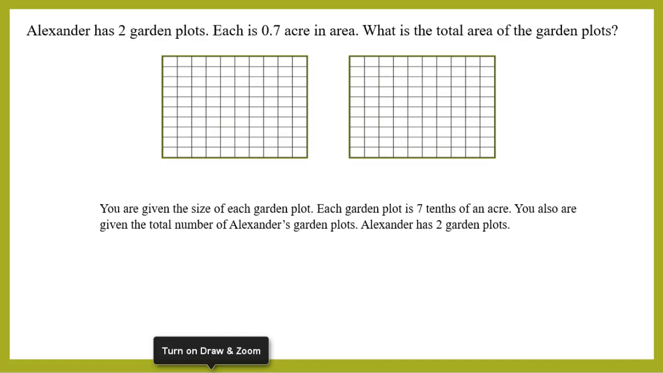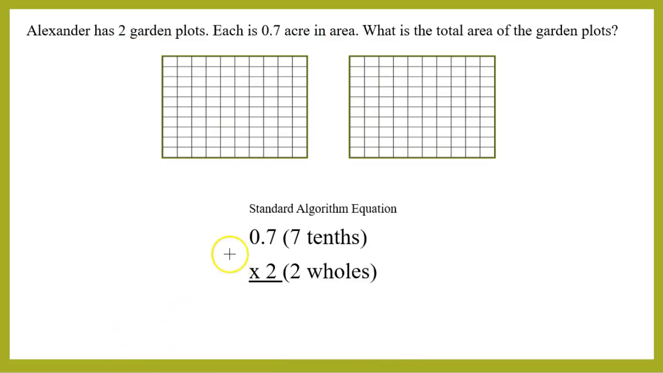You are given the size of each garden plot. Each garden plot is 7/10 of an acre in area. You are also given the total number of Alexander's garden plots. Alexander has 2 garden plots. We can use multiplication to solve Alexander's problem: 7/10 of an acre times 2 wholes, or 2 of Alexander's garden plots.